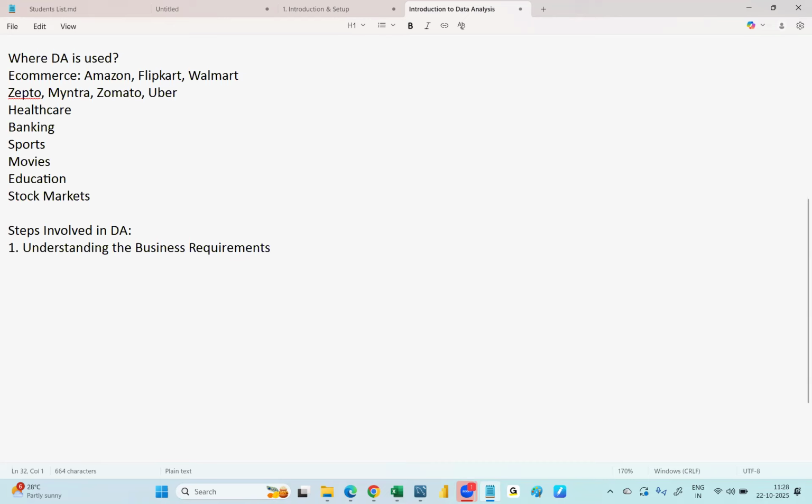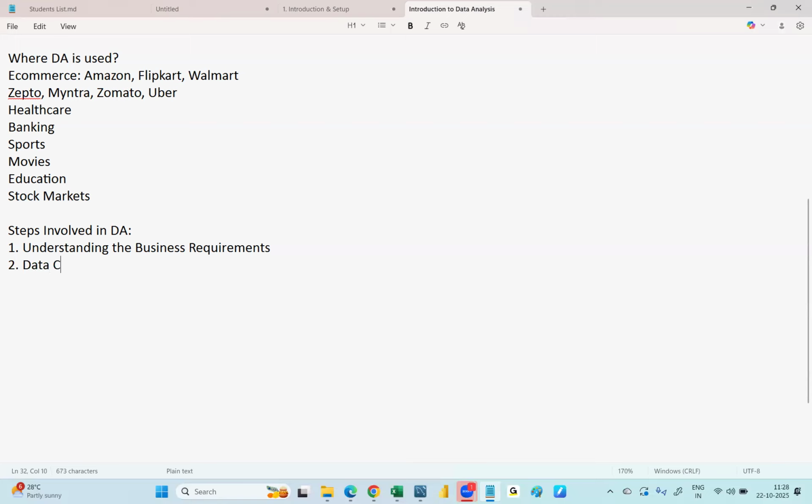So the first thing you should know is what the requirements of the business are, what the project is about, who the client is, what business they do, and what expectations they have of the project. These kinds of basic details you should understand first. Once you have that understanding, the second thing is getting the data.